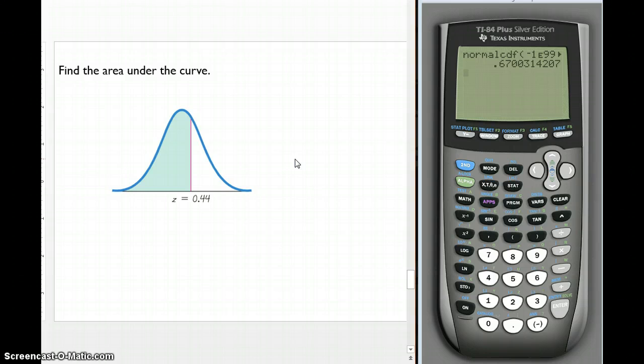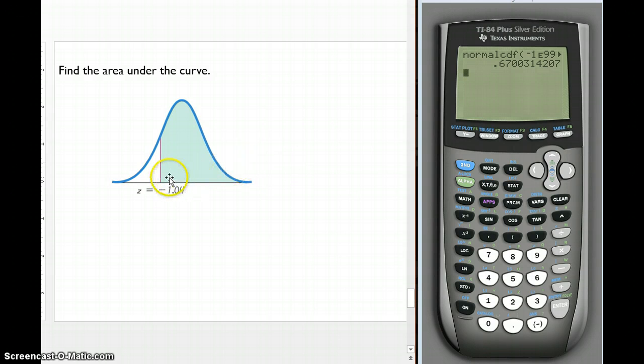Okay, so there's actually another type of problem, very related, but what if we're asked to find this area to the right? If we go back to our function, the normal CDF, the lower bound and the upper bound are now different. The value farthest to the left is negative 1.04, so in the lower bound I'm going to put negative 1.04. And the upper bound is the largest value to the right, which extends to positive infinity.